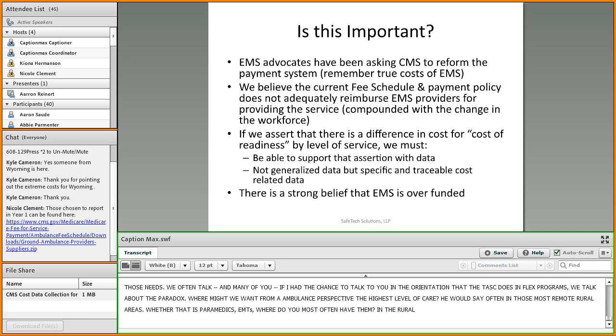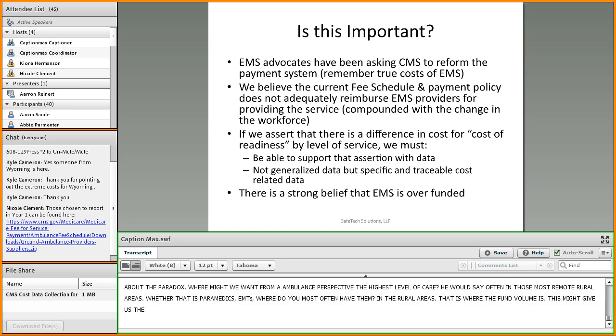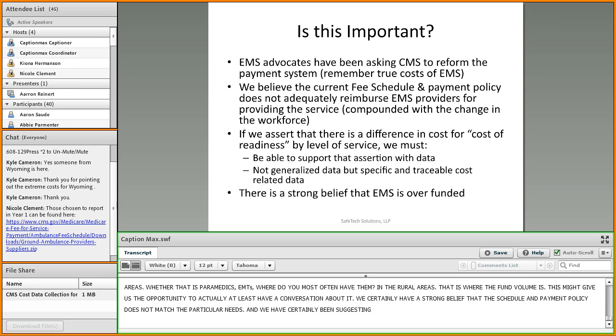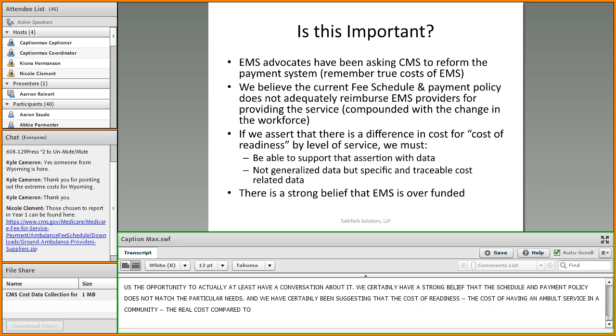We often talk, and many of you, if I had the chance to talk to you in the orientation that the TAC does for Flex Grant programs, we often talk about the paramedic paradox. So where might we want, from an ambulance perspective, the highest level of care? We would say often in those most remote rural areas. So whether that's paramedics, AEMTs, intermediates, where do we often have them? In the most urban areas. Why? Because that's where the funding of the run volume is. So this might give us that opportunity to actually at least have a conversation about it.